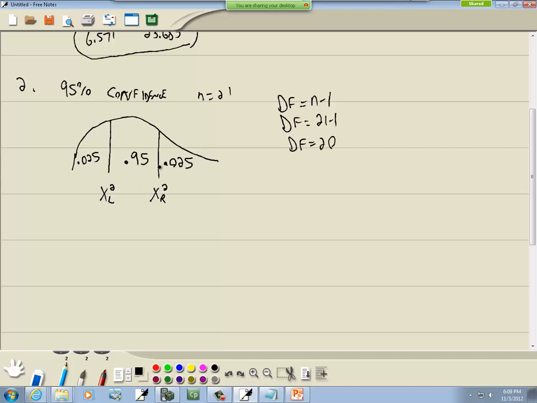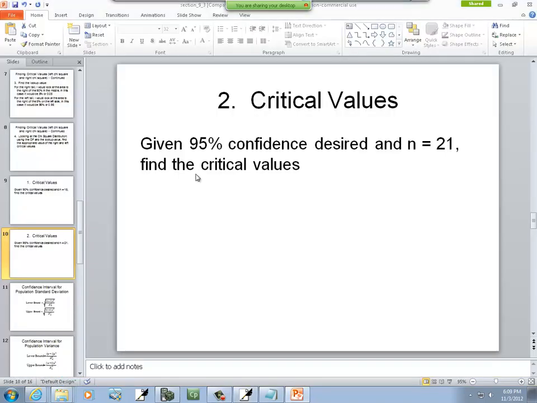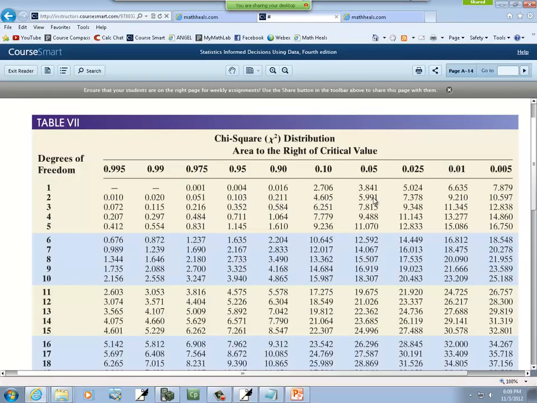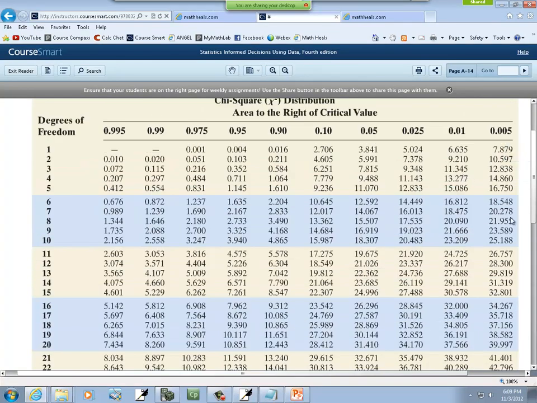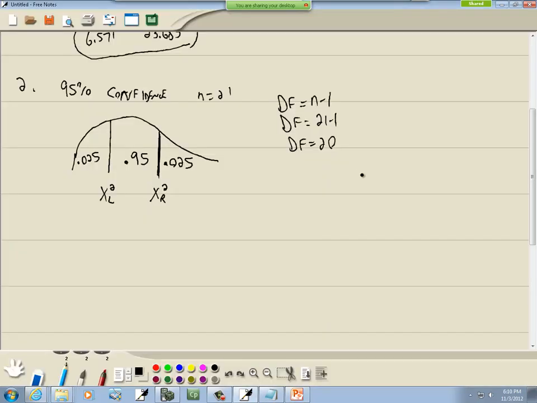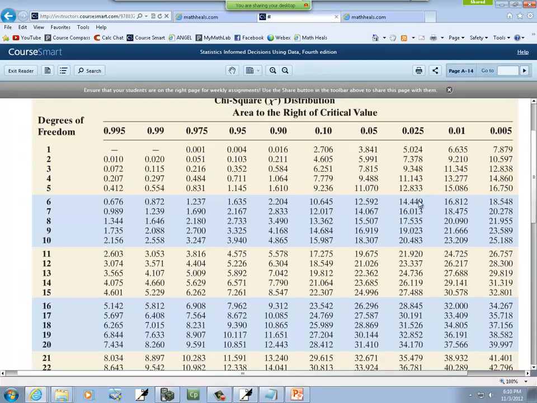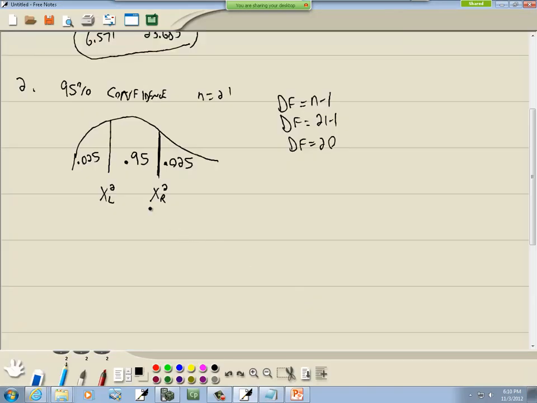Okay, so let's find the right chi-square first. So I'm looking at this one. The area to the right of it is 0.025. So 0.025 is this column. And degree of freedom is 20. So 0.025 and 20 come down here, it would be 34.17.